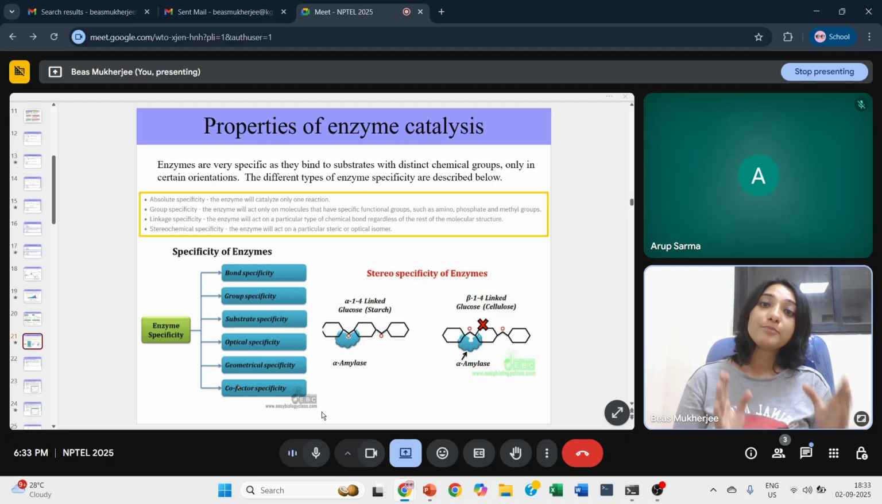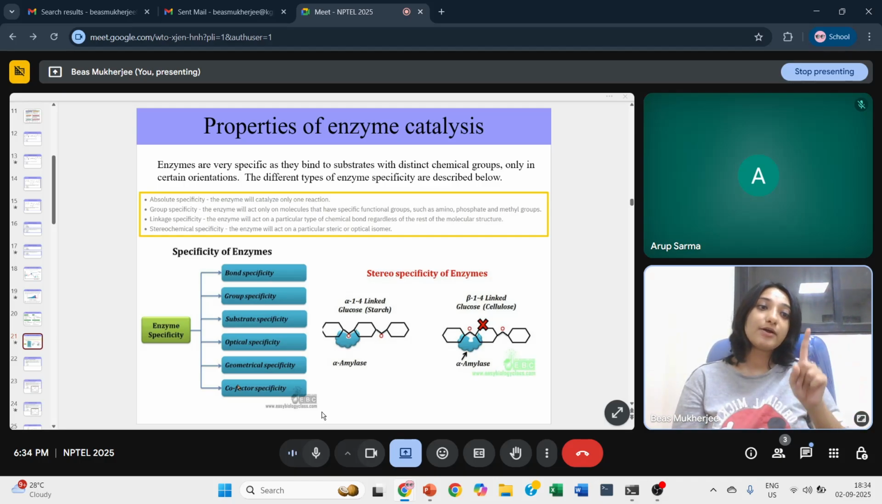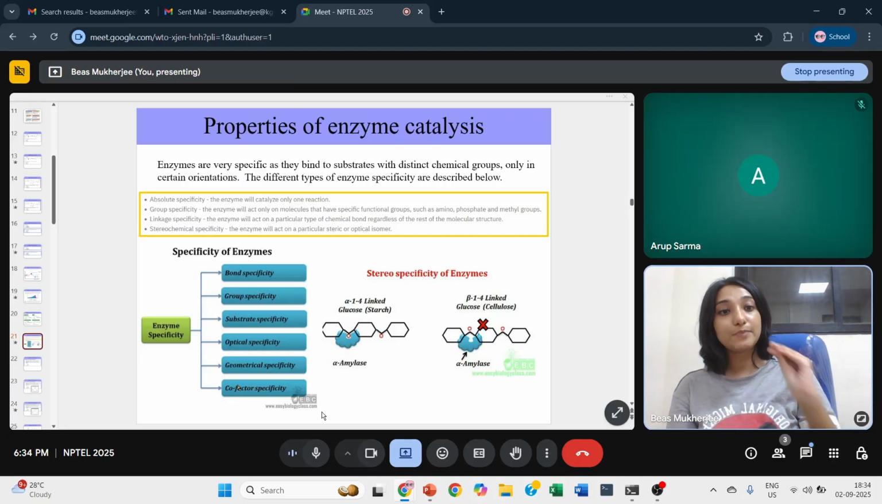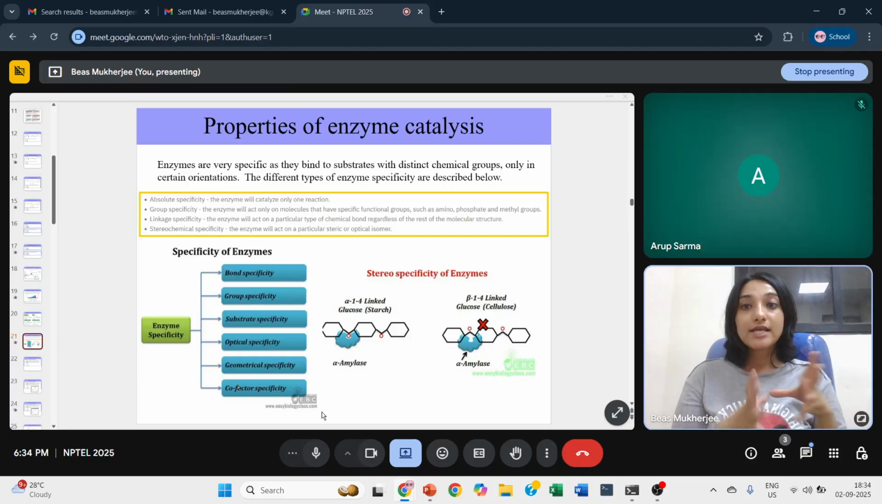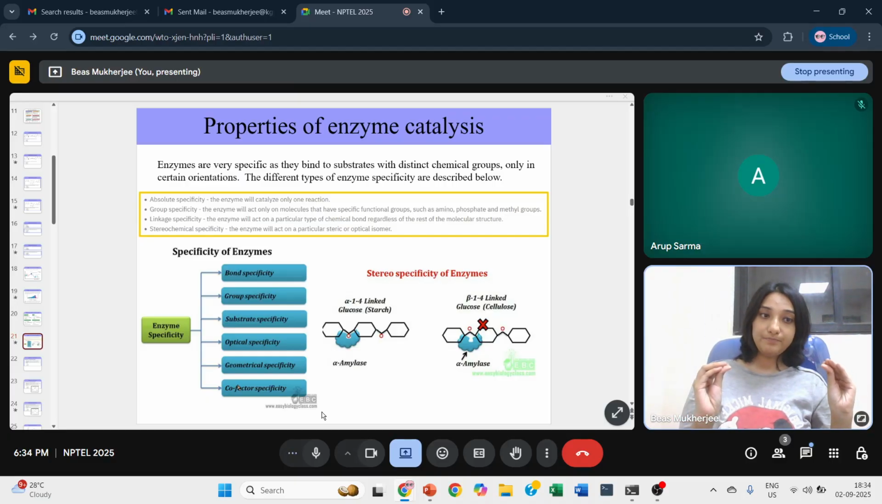The enzyme will act on a particular type of chemical bond regardless of the rest of the molecular structure. It only cleaves, let's say, one particular bond. Then there is stereochemical specificity. That means the enzyme will act on only one particular steric or optical isomer.